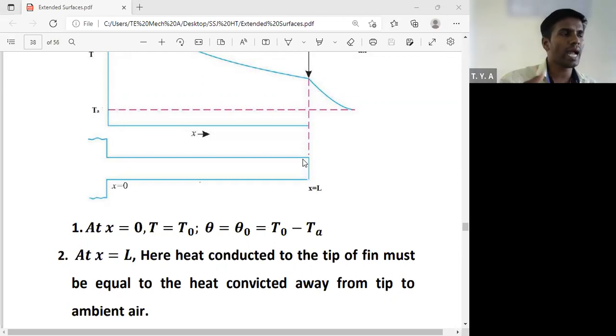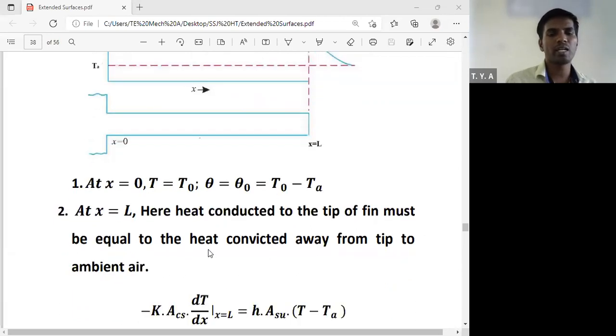So in this case, at the end, we have considered that heat is transferred due to the convection. So according to that, we have written the boundary condition. Okay. So what is the second boundary condition? At x is equal to L. At x is equal to L म्हणजे काय असणार आहे, तो फिनचा एंड आहे. Here heat conducted to the tip of the fin must be equal to the heat convected away from tip to the ambient air. Okay.